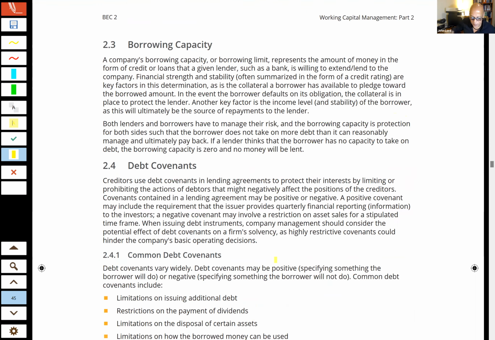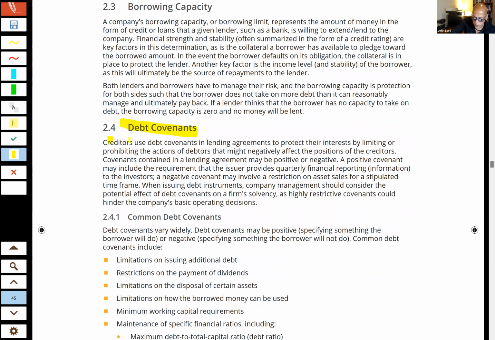Okay, with a debt covenant, creditors may use that in a lending arrangement to protect their investment by limiting or prohibiting the actions of the debtor that might negatively affect the positions of the creditors. Once your debt to equity ratio gets out of whack, you're going to have to pay a certain portion or all of this debt immediately. From the standpoint of the company, what's good about entering into these debt covenants is that potential creditors know, well, okay, I'm not going to be as concerned about some sort of default risk, so I won't require as high of interest. So it could actually allow the company to save interest costs.